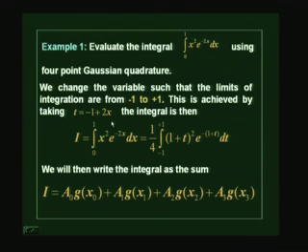So, 2x will become 1 plus t. So, minus 2x becomes minus 1 plus t, and x square becomes 1 plus t whole square over 4, and dt is 2 dx. So, there is a 1 by 2 extra coming in here. That is what we would get here, and minus 1 to plus 1 are the limits.